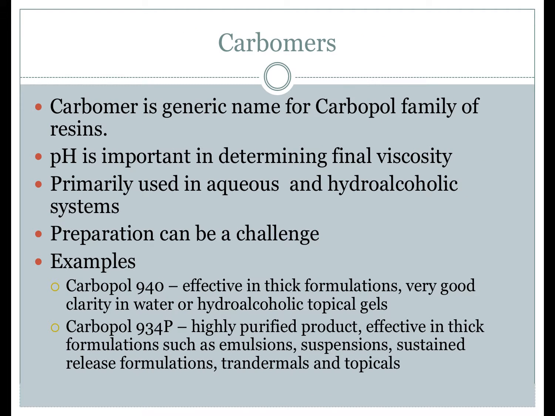The second class of gelling agents to discuss are the carbomers. The word carbomer is a generic name for the carbopol family of resins. Carbomers are dry powders. Initially, they come as a fluffy white powder.